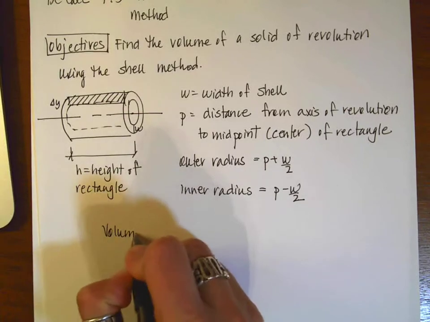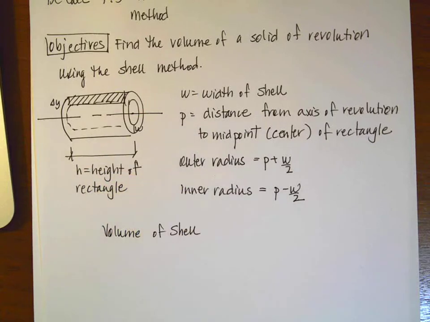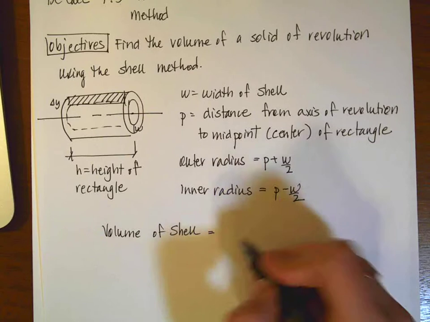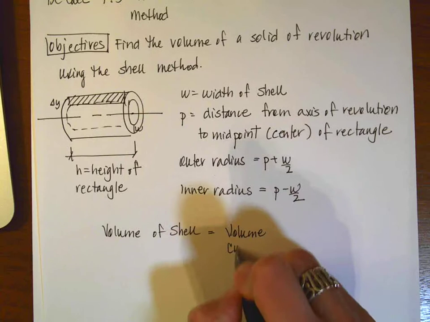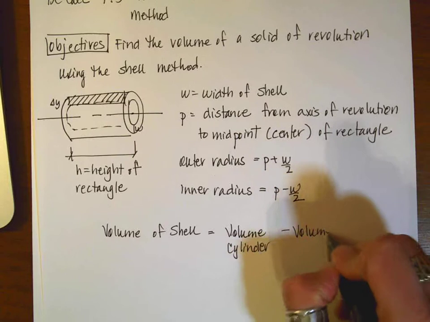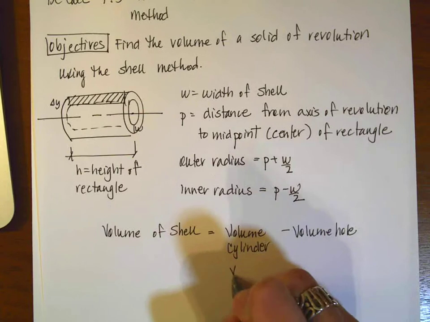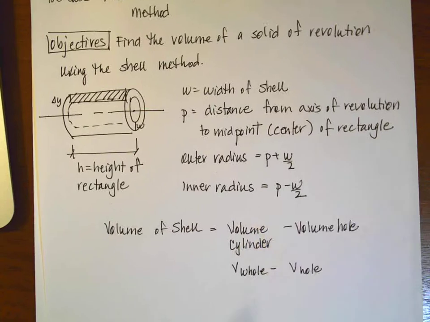So it says that the volume of the shell, and I like to think about clay pipe or a PVC pipe because it has a thickness, but it's still a type of pipe. So that's what I tend to think of when I think of an outer and an inner radius. Okay, the volume of the shell is going to be the volume of the cylinder minus the volume of the hole, which is kind of what we've talked about in our previous videos.